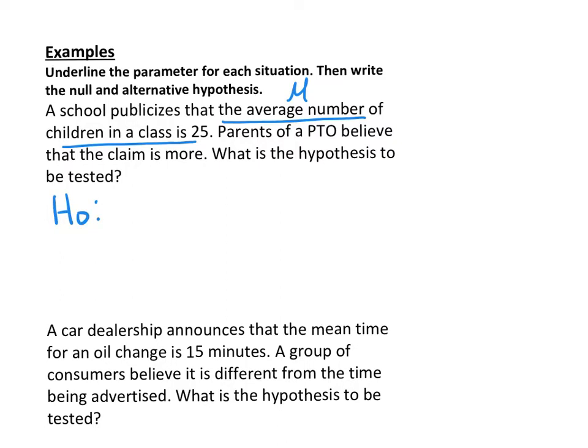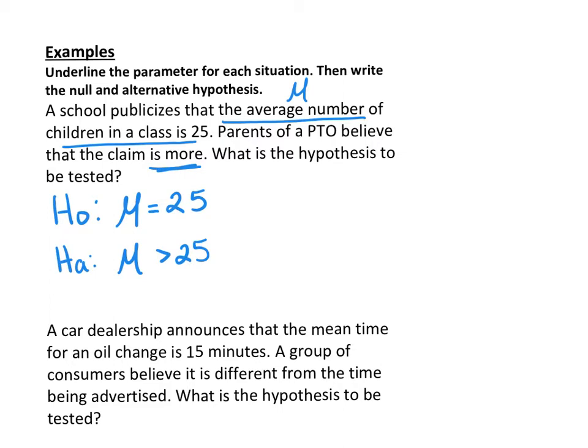And so to write the actual hypothesis, you start off with the null, H naught. The null is always equal to. So we'll say mu is equal to, well, they tell me that mu is the average number of children in the class, so mu is equal to 25. And then to write the alternative, what is the competing claim? Well, it says parents of a PTO believe the claim is more. So because they believe it's more, the competing claim is that it's going to be greater than. So this is HA, the alternative, and again, we always define the parameter, mu is greater than 25.